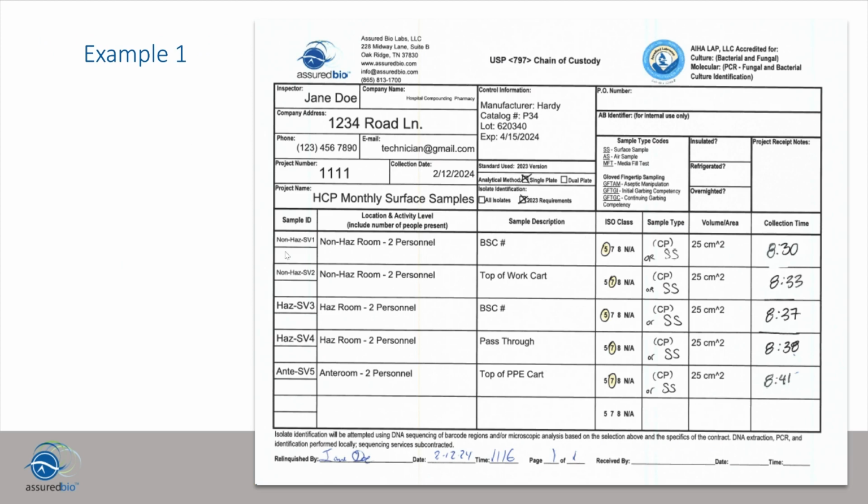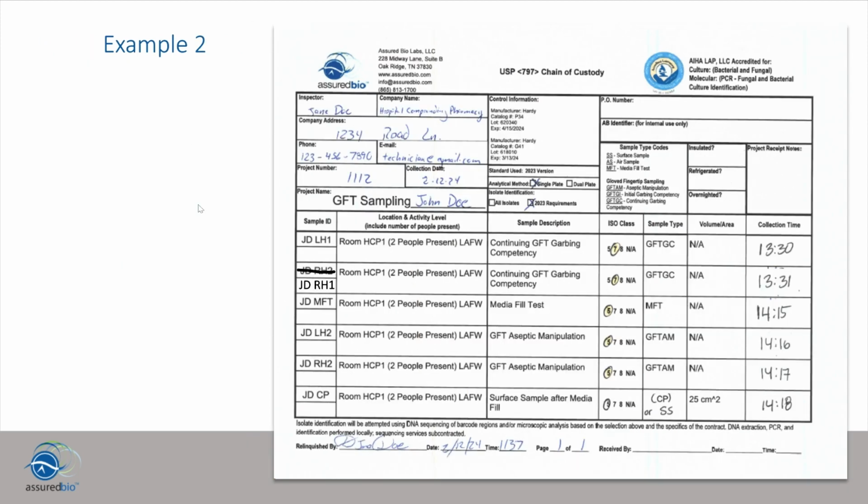You can see in this example, some abbreviations have been used. ISO and sample types have been indicated. CP can be used instead of SS for contact plate. In this form, some was filled out on the computer and some was filled out by hand. Here's a second example with other examples of abbreviations that we see in our COCs.